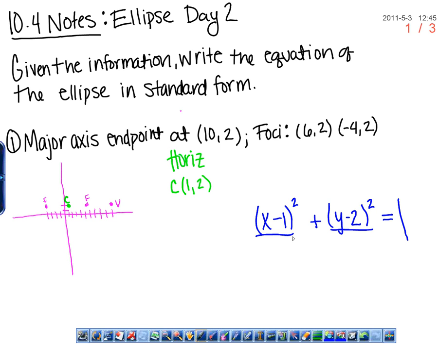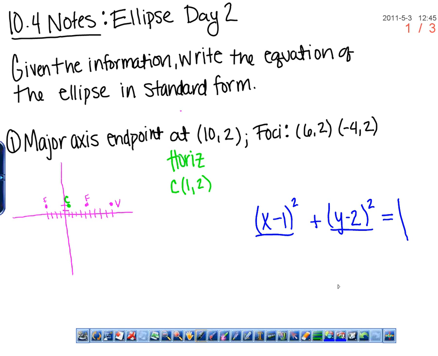You could go ahead and plot that. That would be good. The other major axis endpoint. All right. What goes under here? A and B? A squared and B squared. Okay? Do we know either A or B?